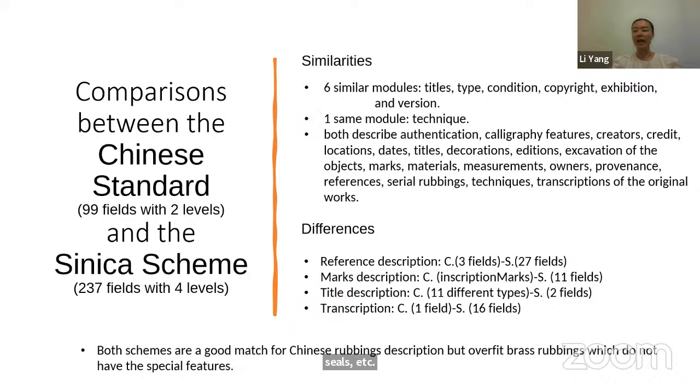The 2 schemes have 6 similar modules, which are title, type, condition, copyright, exhibition, and version, and they have one same module, that is technique. The main differences exist in reference, marks, title, and transcription. The 2 schemes have distinct numbers of subfields of these top categories. Generally, the Sinica scheme is more structured and detailed than the Chinese standard. Both schemes overfit brass rubbings, which do not have the spatial features as the Chinese rubbings have. Next slide, please.